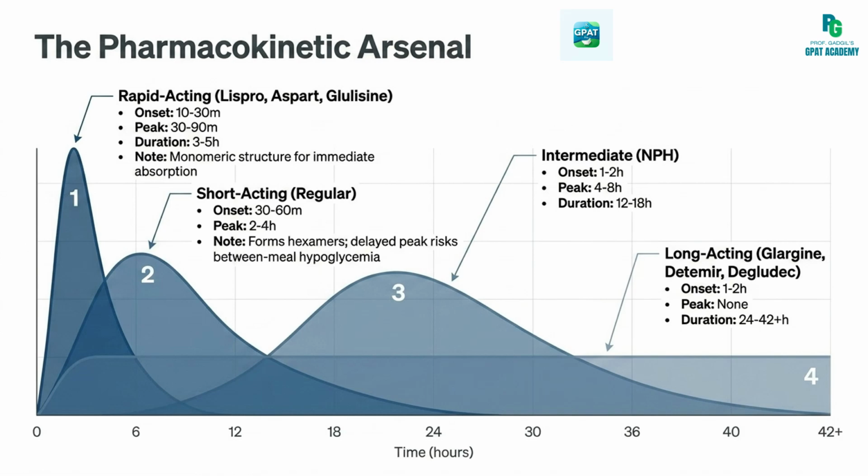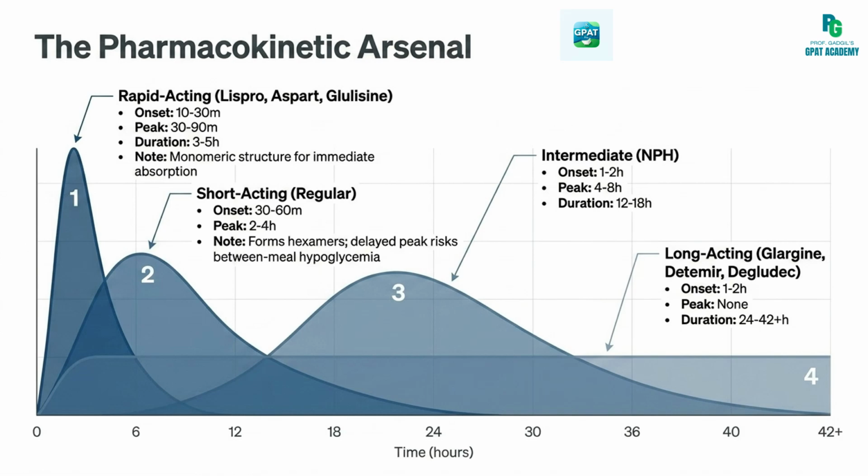Third is the intermediate acting, that is the NPH, neutral protamine Hagedorn. The key feature is that protamine is added to delay the absorption as it can form crystals. Dosing is usually twice daily before breakfast and bedtime. It must be resuspended via rolling gently and should never be shaken as it can create bubbles. Peak issue is the pronounced peak around 4 to 8 hours and can cause nocturnal hypoglycemia.